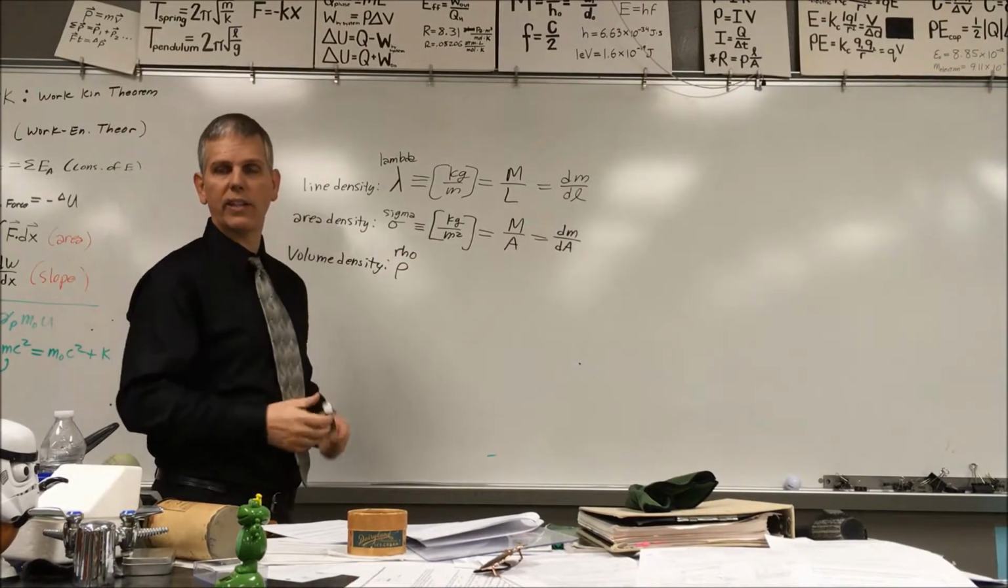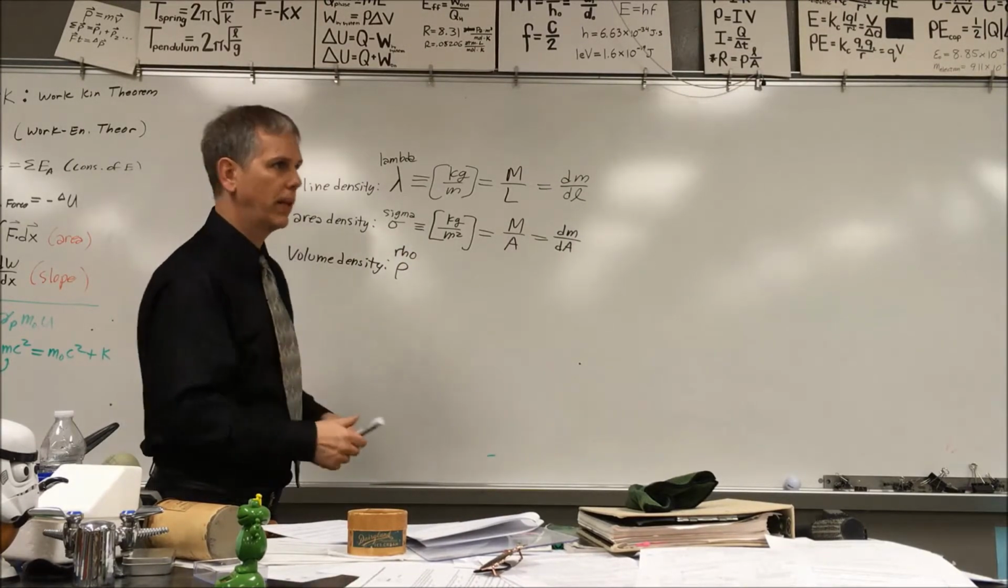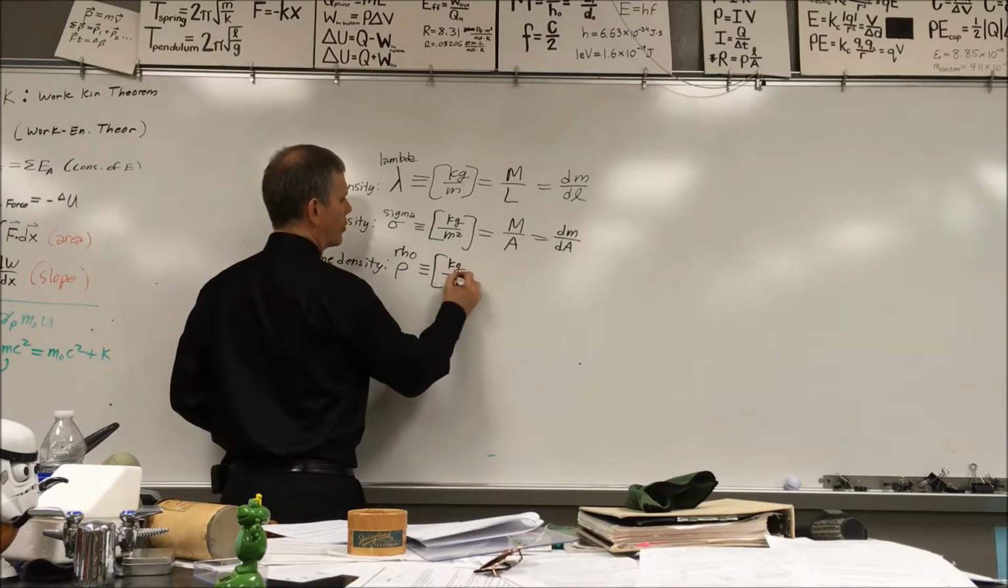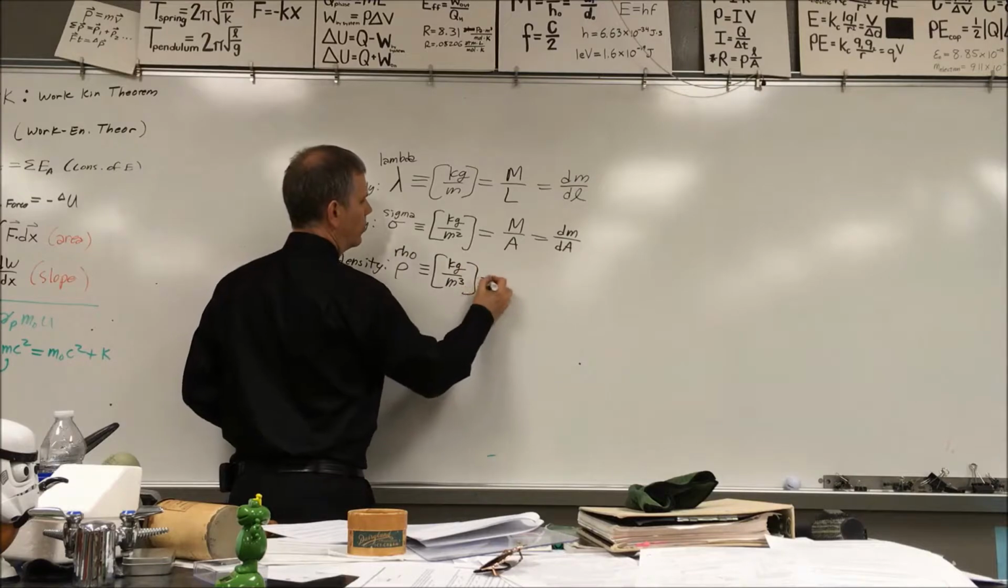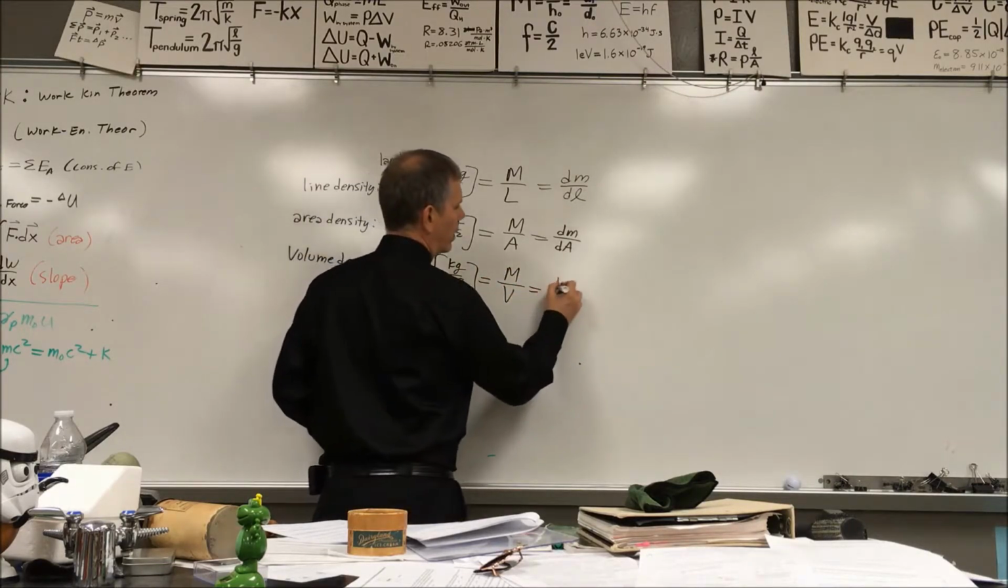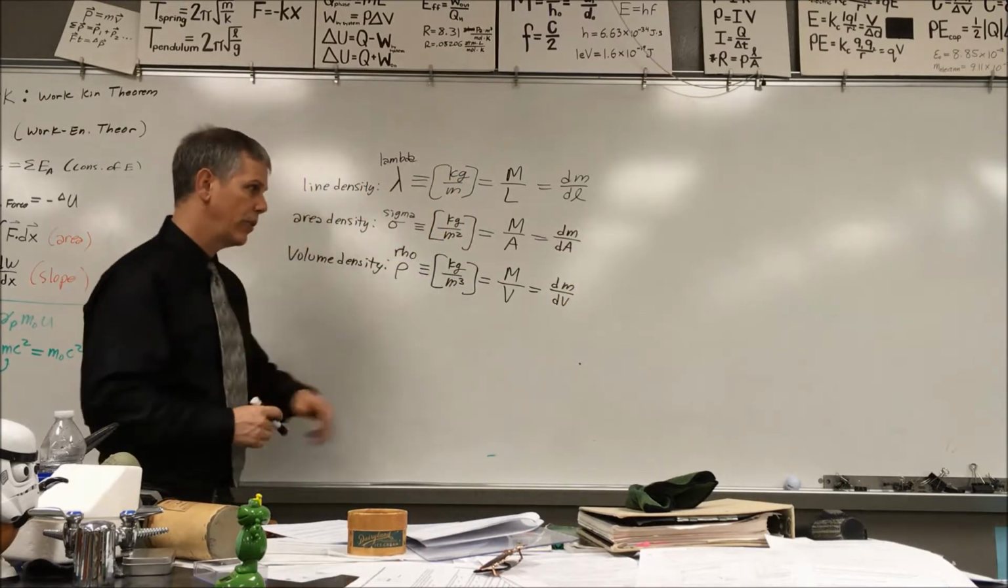For instance, if you wanted to find the density of steel or copper or something like that, it is defined as kilograms per meters cubed, which would be your total mass divided by your total volume, or dm divided by dV. And that's one you'd have to be careful with.